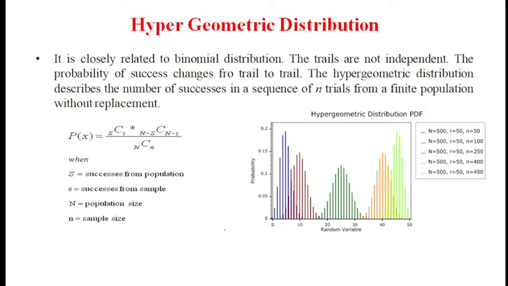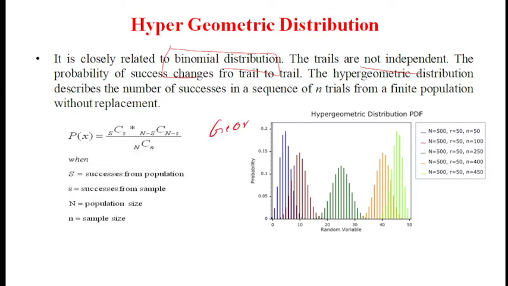What is the next one? Hypergeometric distribution. It is closely related to the binomial distribution, but it is not the binomial distribution. It resembles a binomial distribution, but the trials are not independent, whereas in geometric, trials are independent. Under hypergeometric, trials are not independent.